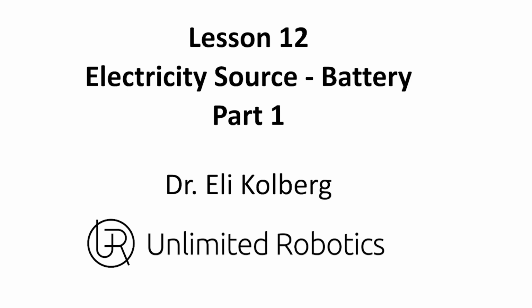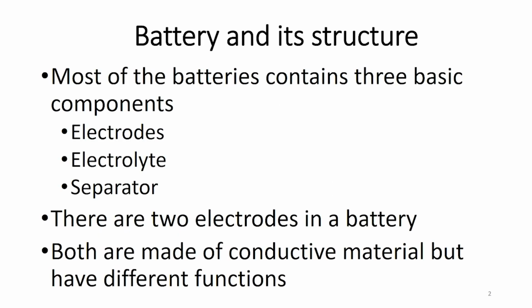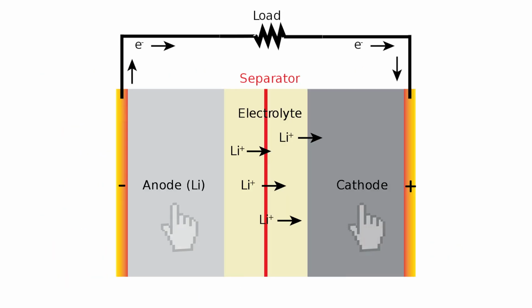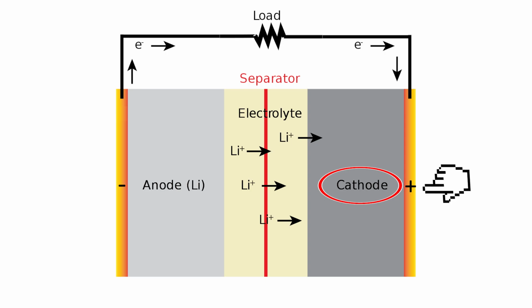This is one video out of six about electricity source, and in this video we'll talk about the battery, the first part. Most of the batteries contain three basic components: electrodes, electrolyte, and separator. There are two electrodes in a battery. Both are made of conductive material but have different functions. One electrode is called the cathode. The cathode is connected to the positive potential end of the battery. This is the place from which the current leaves the battery during discharge.